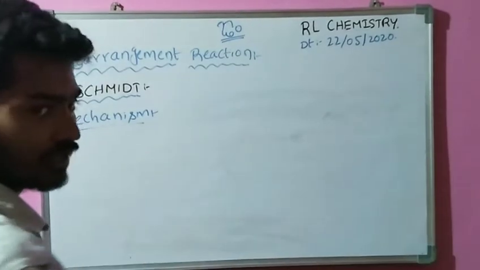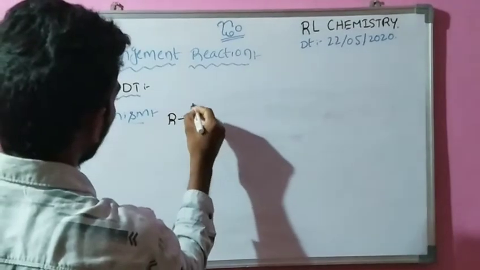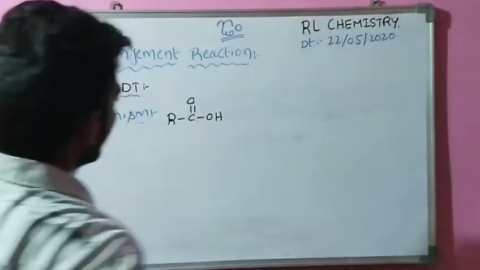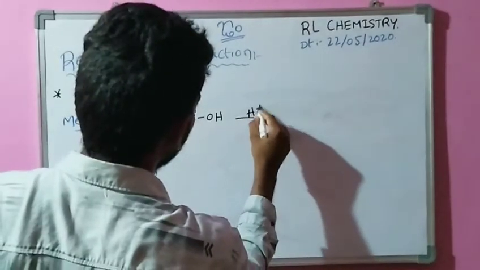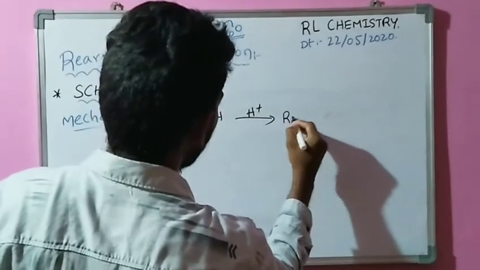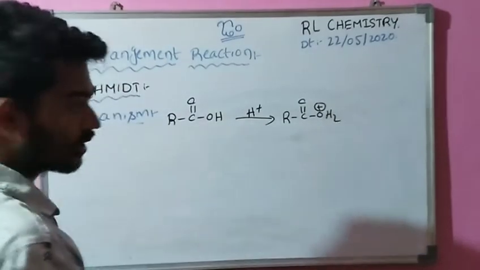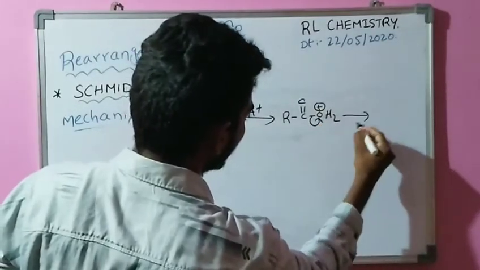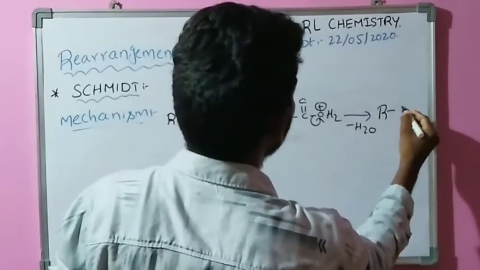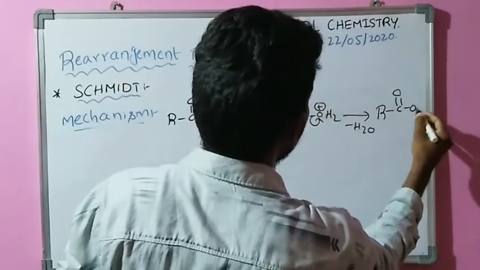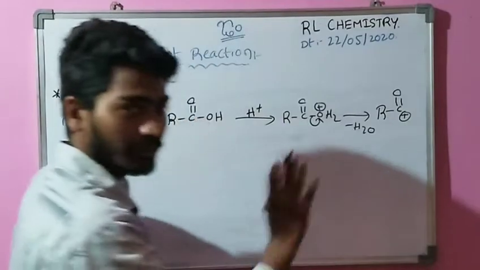In this mechanism, initially you take the carboxylic acid group, that is RC double bond OH. Here this acid is treated with an acidic medium, then it forms this type of species and OH2 is lost as water. Here the water molecule is removed, minus H2O. Then a carbocation intermediate is formed.